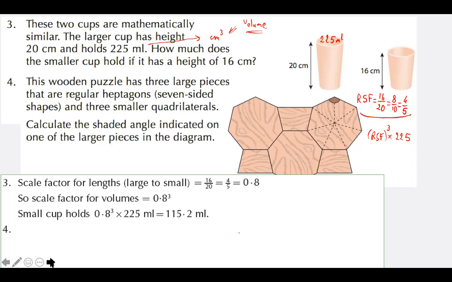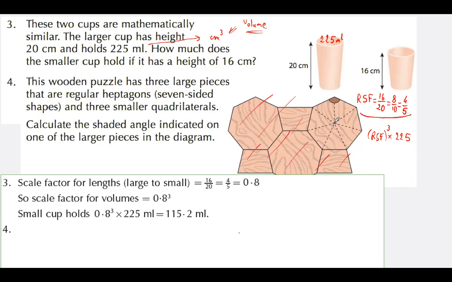Next, I've got a wooden puzzle which has 3 large pieces, and they are heptagons. So it's got 7-sided shapes: 1, 2, 3, 4, 5, 6, 7. Calculate the shaded angle indicated on one of the larger pieces. Whenever you see this, ignore all these. Just think about they're not here, and just work with what you have here.